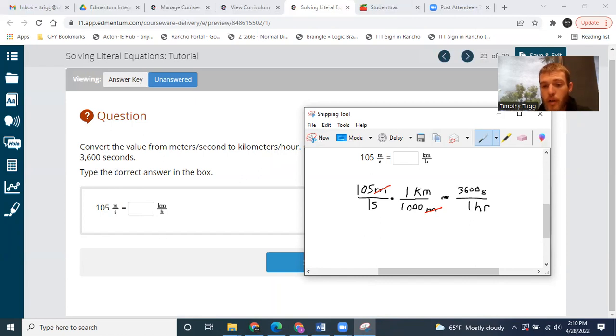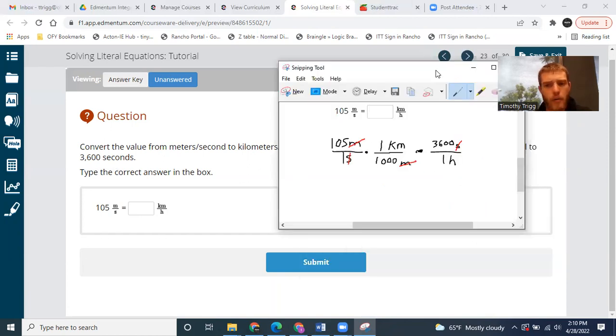Notice I have a seconds term on top and a seconds term on the bottom. Those seconds cancel. And this should make sense because what I'll be left with is hours in the denominator, which is good. That's what I want. I want an H in the denominator. Oh, they don't put HR, they just put H. Okay. I wanted H in the denominator, which is what we have. Okay. Hopefully you're writing this down.